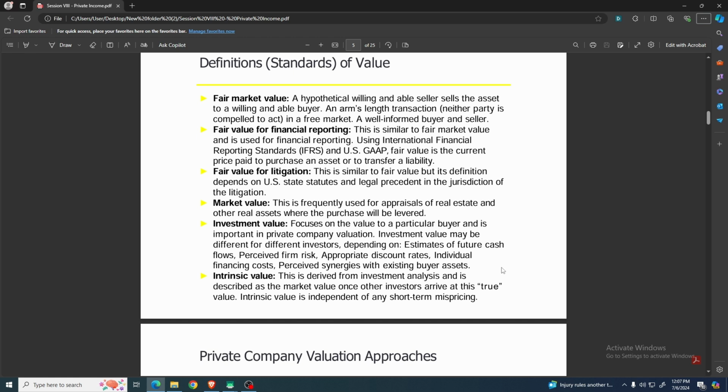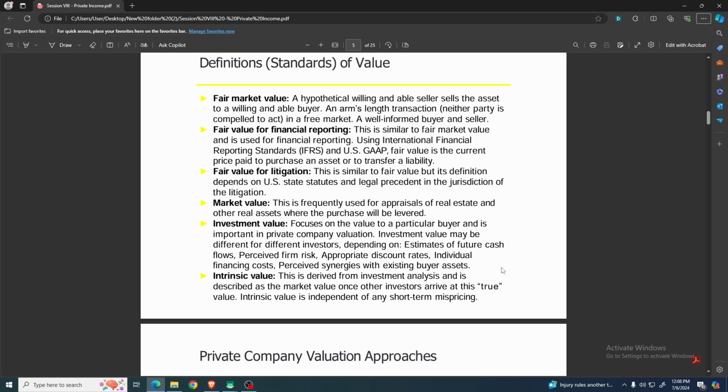And then you have the investment value. Investment value refers to the value of an asset to a specific buyer based on their particular requirements and expectations. So, this standard considers factors such as expected future cash flows, perceived risk, discount rates, financing costs, and potential synergies with existing assets. This is essentially crucial in private company valuations and acquisitions, where strategic buyers may have different valuations based on their individual circumstances.